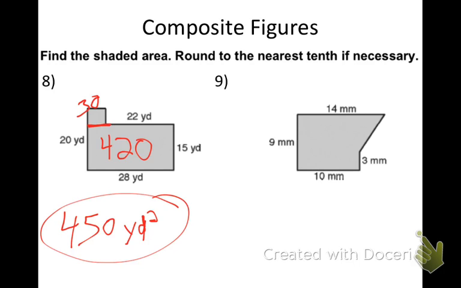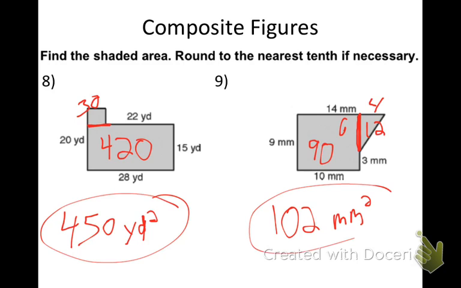Nice job. And then number 9. Same thing here. I would cut it up as a triangle and a rectangle. If I did a triangle and a rectangle, what are the base and height of the triangles, Yanni? 6 and 4. Which gives me an area of what for the triangle, Yanni? 12. And then I find the area of the rectangle. What's the area of the rectangle, Dylan? 90. And then what would you do with those two? You would add them, and I get 102 millimeters squared.